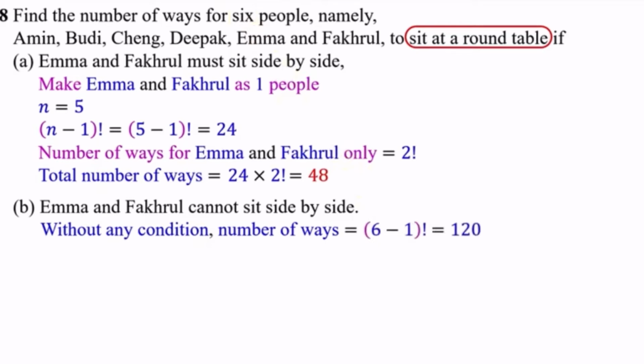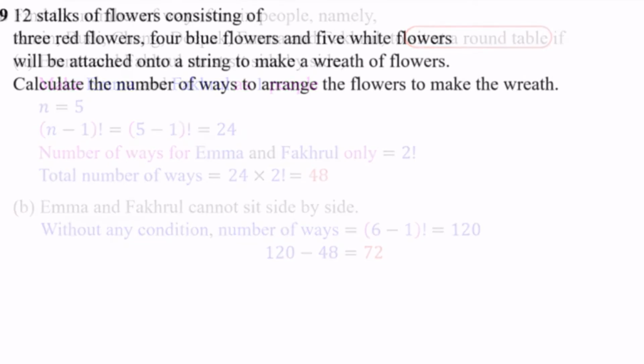So it's 120 ways to arrange all the 6 people sitting at a round table. So in this case, we have to minus out 48. So Emma and Fakru cannot sit side by side is 120 minus 48. So the answer is 72 ways. So that is how you solve the number of ways whereby Emma and Fakru cannot sit side by side. Let's proceed to the next question.